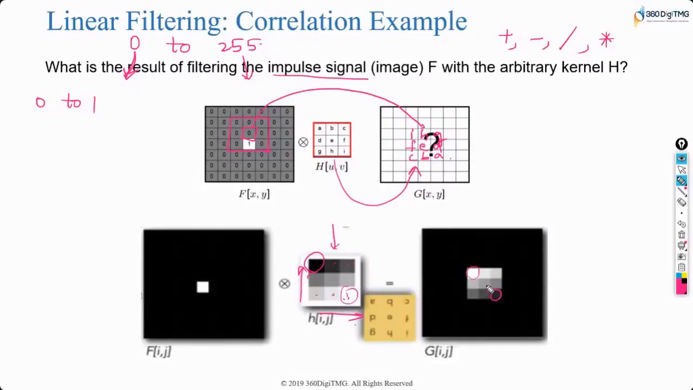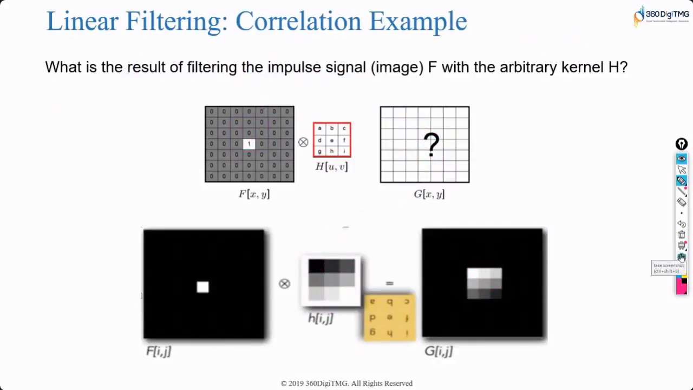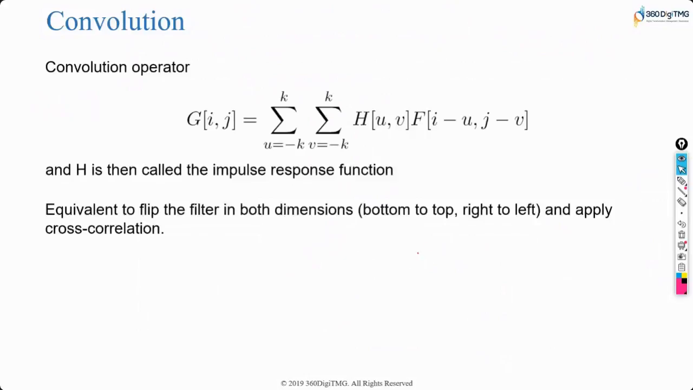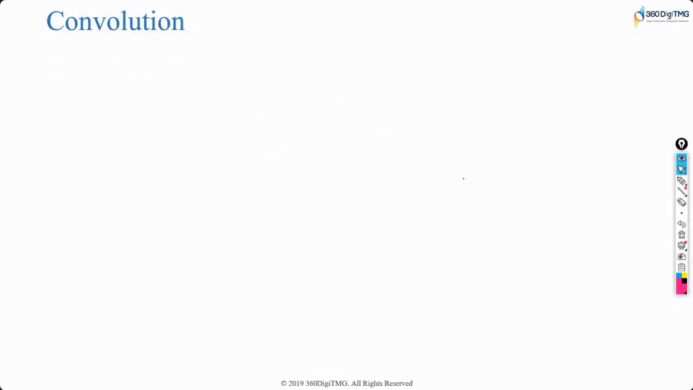Okay. A few people feel that it's a disadvantage because when you're applying a filter on an impulse image, you should have got the same filter ideally. But the filter is getting flipped on both sides. Hence, people came up with another operation called the convolution operation. Okay, let me explain this here.